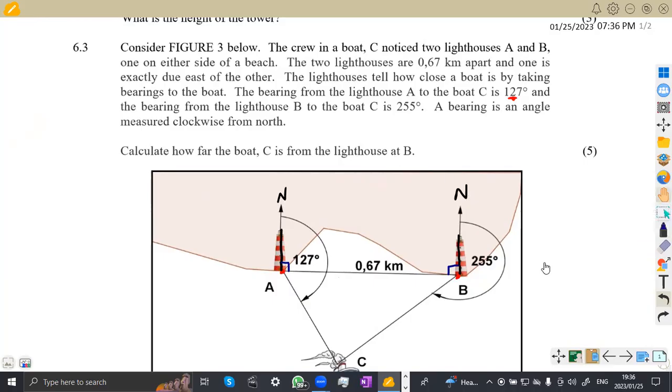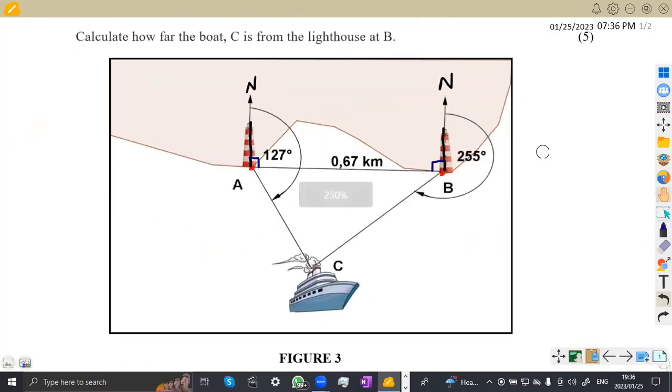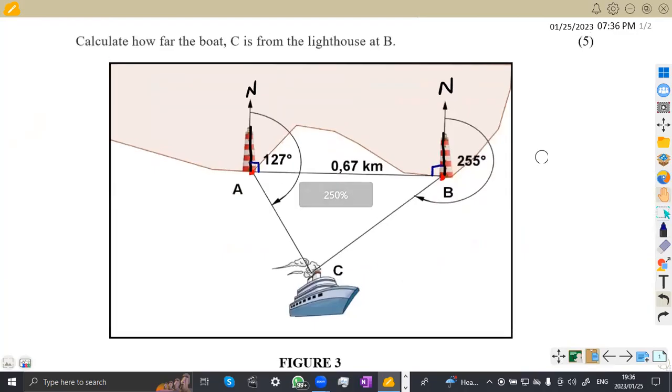So we need to know the distance. When they say how far, that is the distance. So we need to know the distance from the boat. This is the boat, guys, that we are given here. So this is your boat. We want the distance from C to B. This is the distance that we want to calculate.